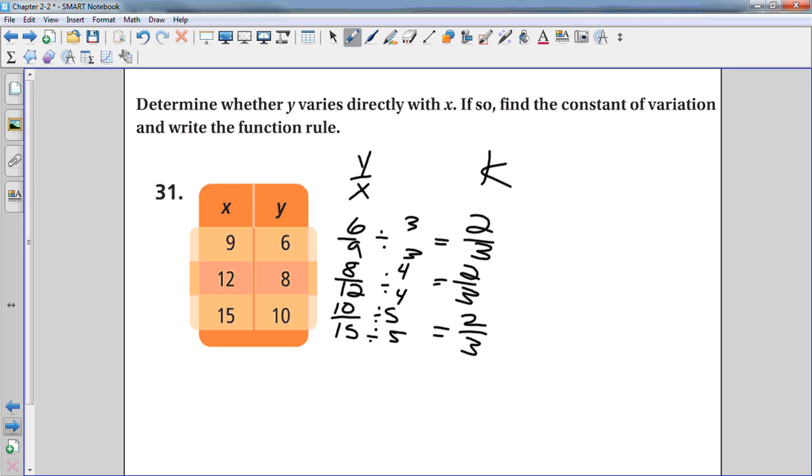I reduced 8 twelfths by 4. I didn't have to, I thought I had to write that down. No, you don't. I'm just showing how I reduce. If you know how to reduce fractions, you don't have to write that down. Now, the k for all these is 2/3.